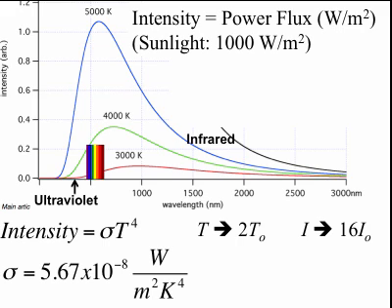So what's the Stefan-Boltzmann constant? We can all remember that. It's as easy as 5678. 5.67 times 10 to the minus 8 watts per meter squared of area per Kelvin to the fourth power.